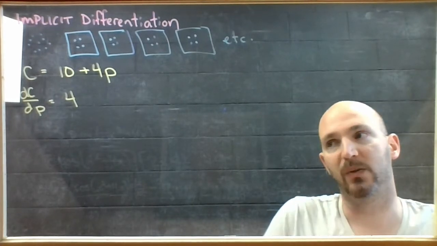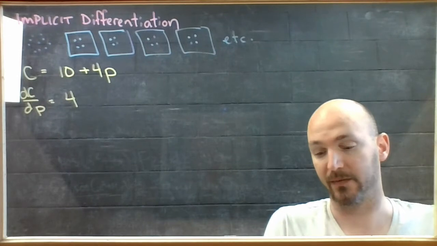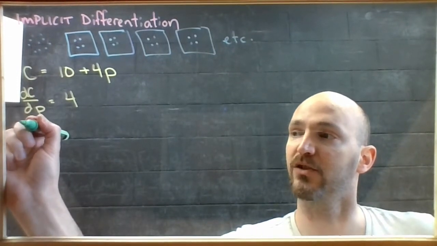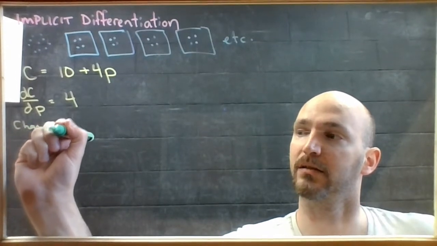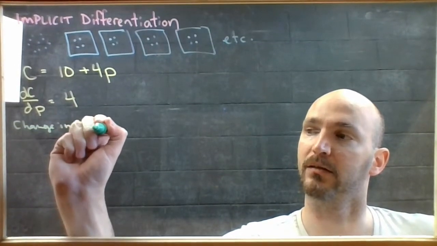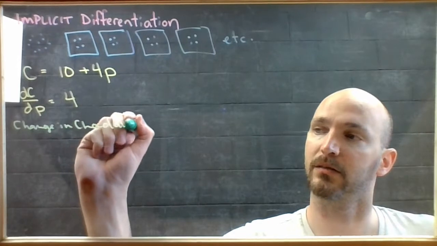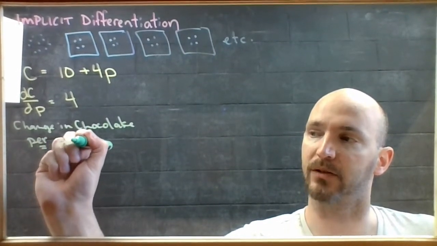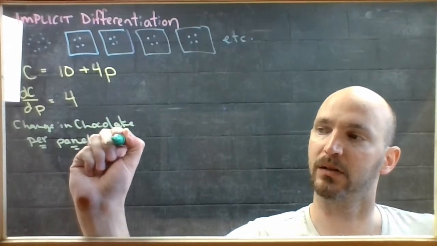Okay, so if I were to read that derivative and I were to write it in plain English, that says the change in chocolate per panel is 4.